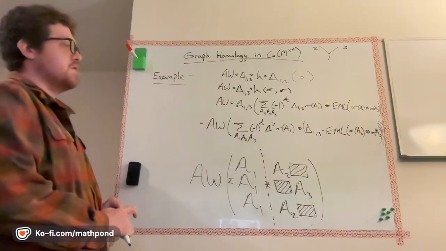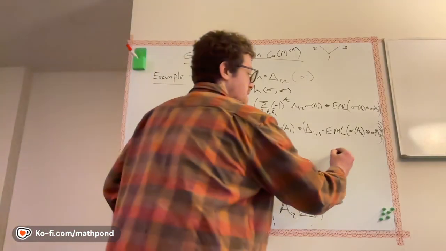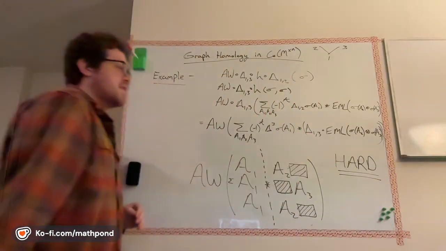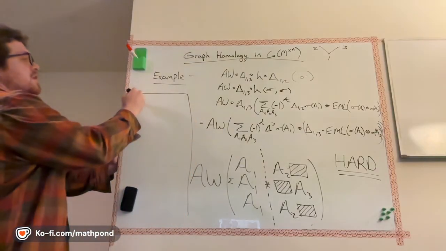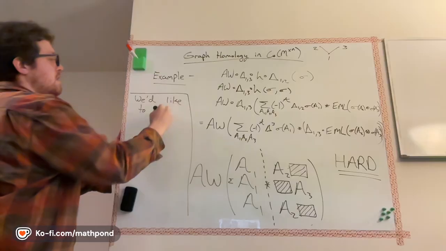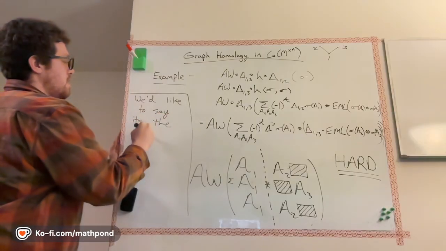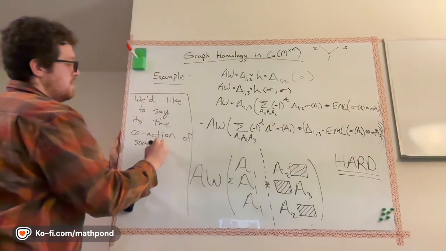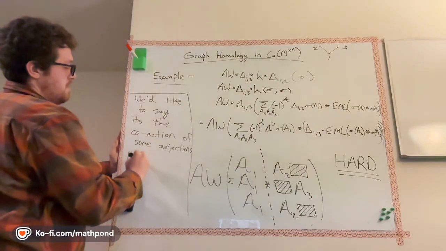Right. So maybe I'll try to say how we would speculate what the AW of this is. Just looking at it, it's not very easy to see what the AW of this is, but we'd like to say that it's the coaction of some surjections. Right, but which ones?